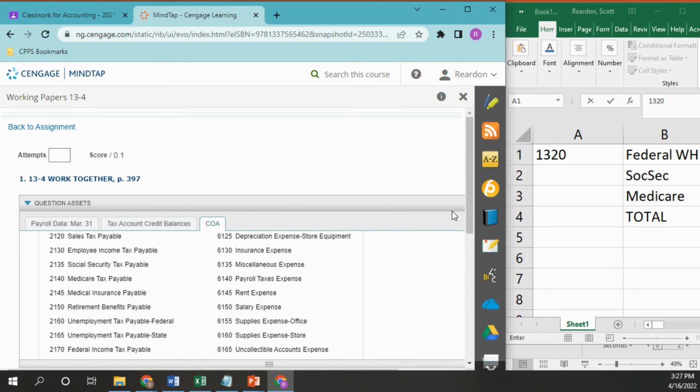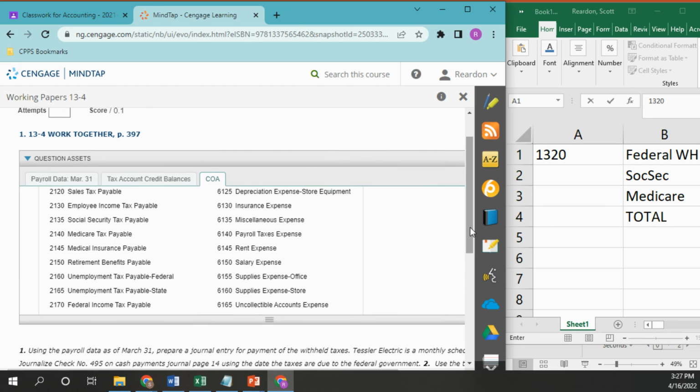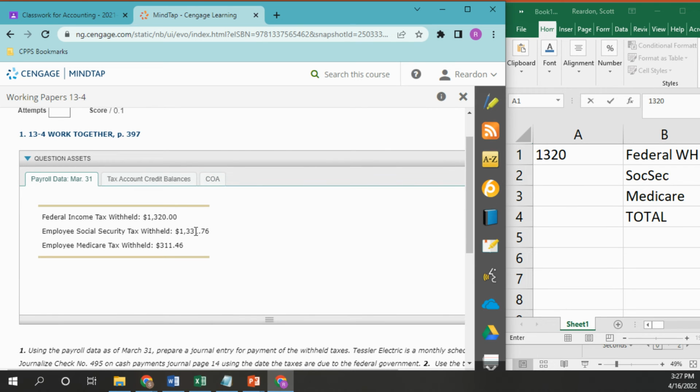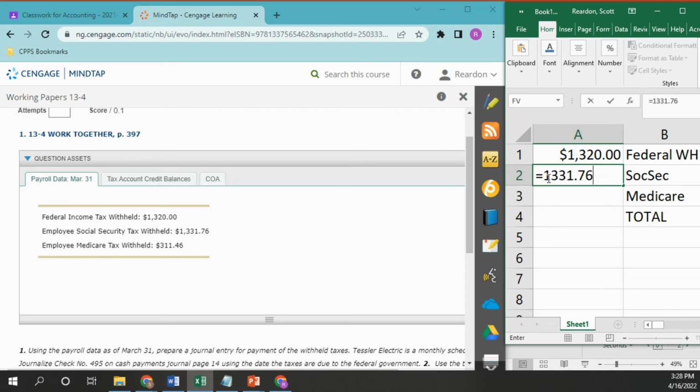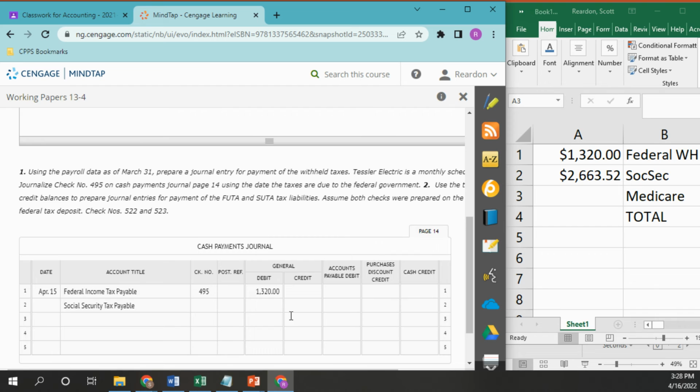And here's where we can get kind of stuck in the weeds really quick. All right. So we had 1331.76 withheld. And I hope you remember that. I'm going to do an equals over here, 1331.76. But remember, if it's withheld, we have to match the same amount. So I'm going to say times 2. So the journal entry is going to be for 2,663.52. What we withheld plus what we match.